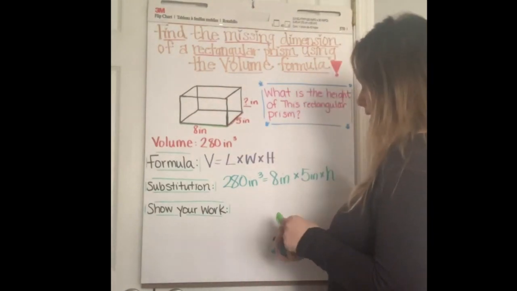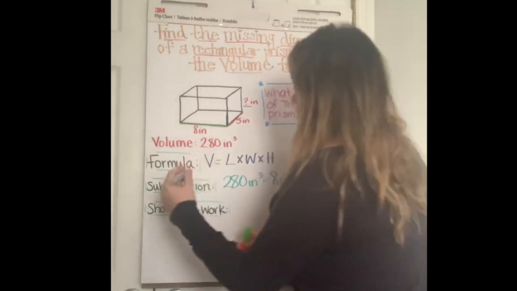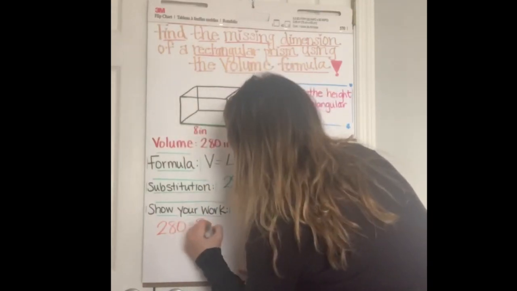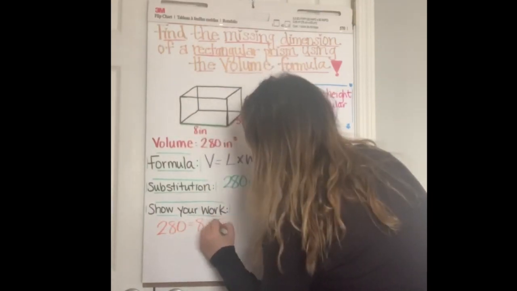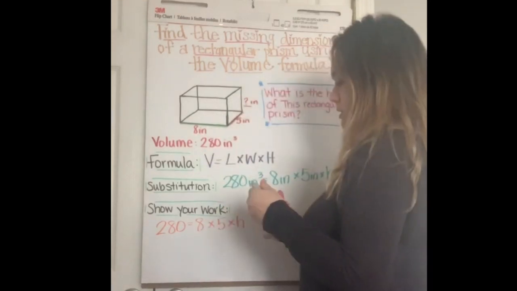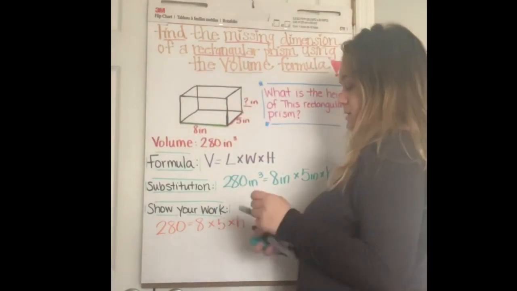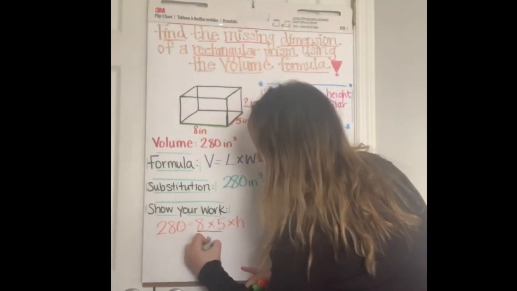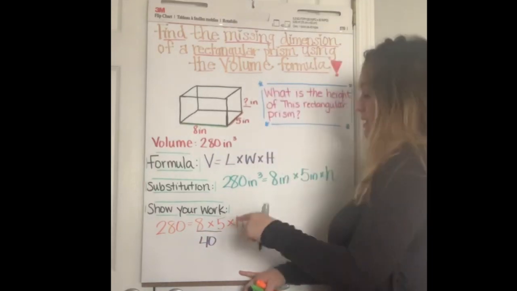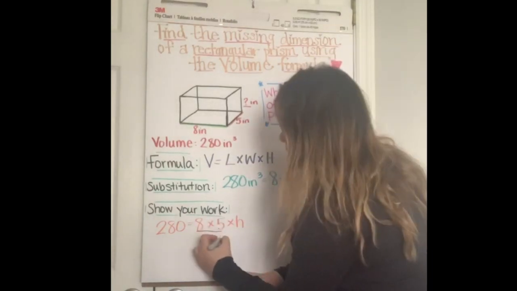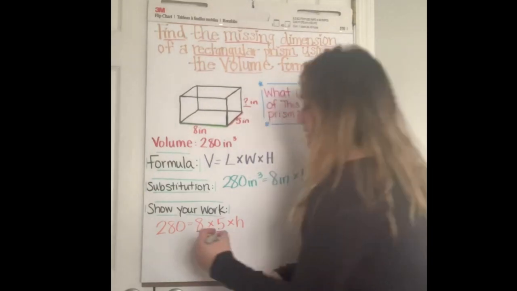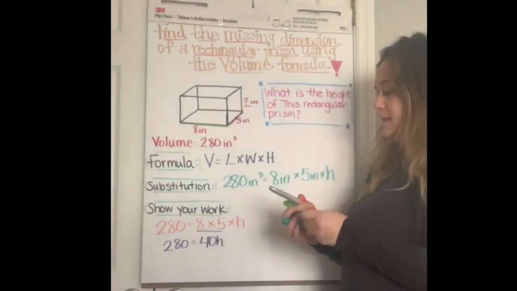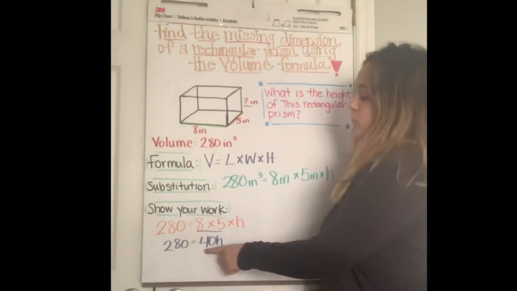So now I'm going to rewrite this. So 280 equals 8 times 5 times h. In this case, I can definitely multiply 8 times 5 and get 40, but then I also have to multiply h. So I'm going to bring my h down. 40h equals 280.